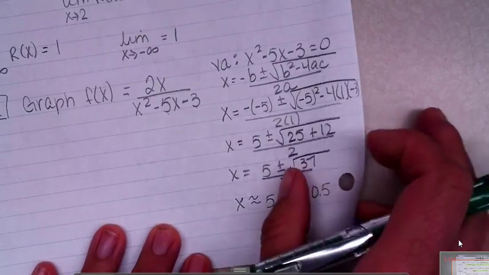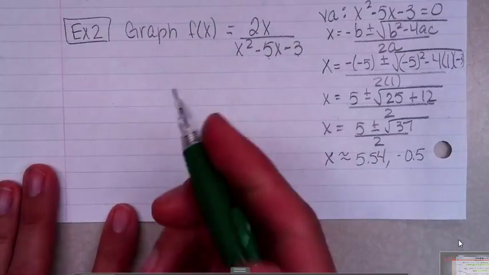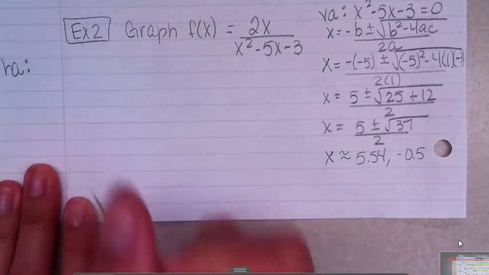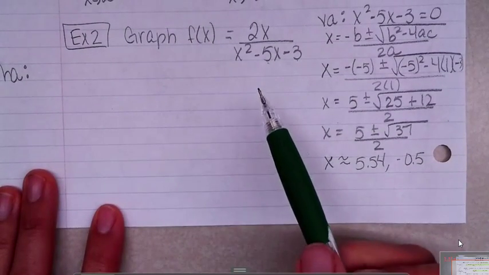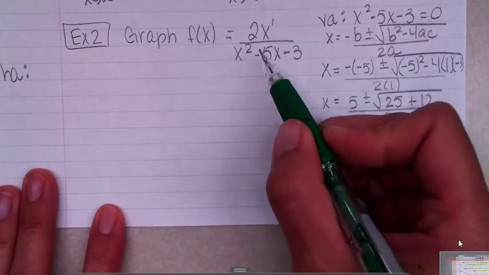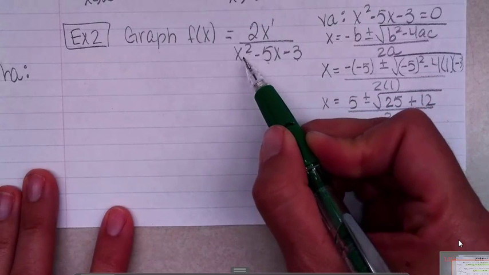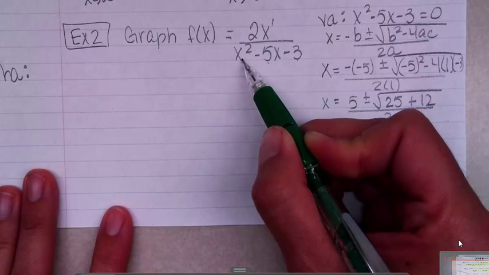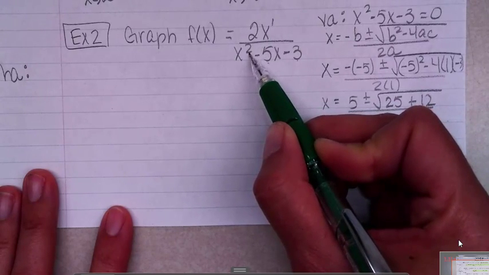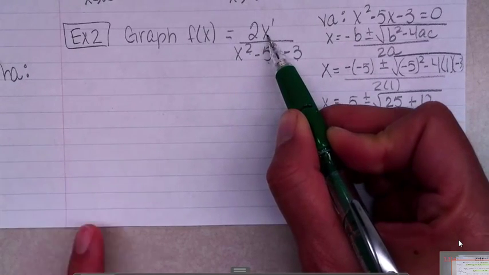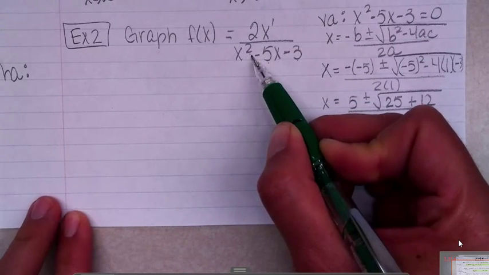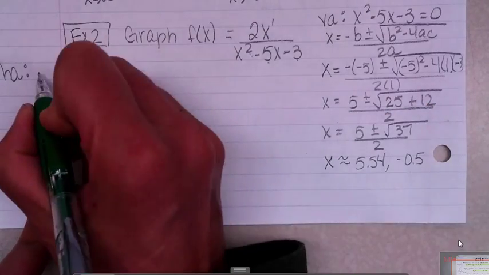Okay, and then how about a horizontal asymptote? So let me come over here because I'm kind of out of room. So for the horizontal asymptote, I've got a power of 1 on top. Again, I've got rule number 1 for horizontal asymptotes: the power in the bottom is larger than the power in the top, which means that I have a horizontal asymptote at y equals 0.